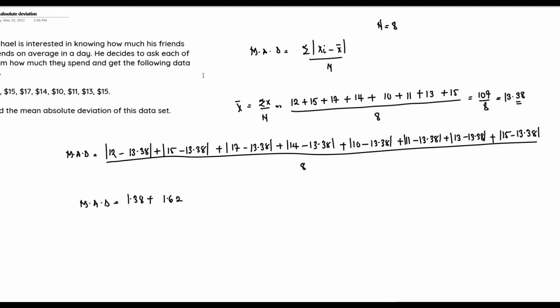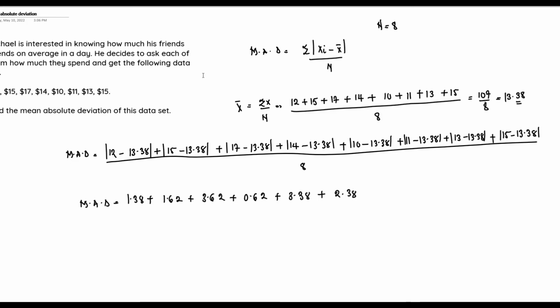So the essence of the modulus sign is that any value that is negative becomes positive, and any positive value remains positive. Plus, so 17 minus 13.68, and that is 3.62, plus 14 minus 13.68, that is 0.62, plus 10 minus 13.38, that is minus 3.38. So with the modulus sign, we have this to be 3.38, plus 11 minus 13.38, and that is minus 2.38, which is going to be 2.38.